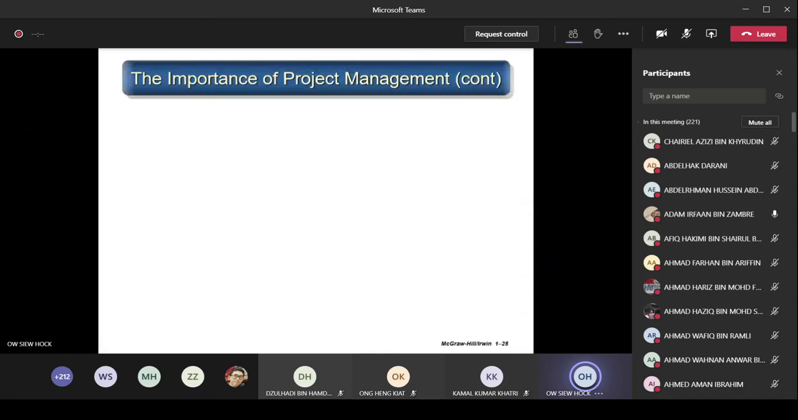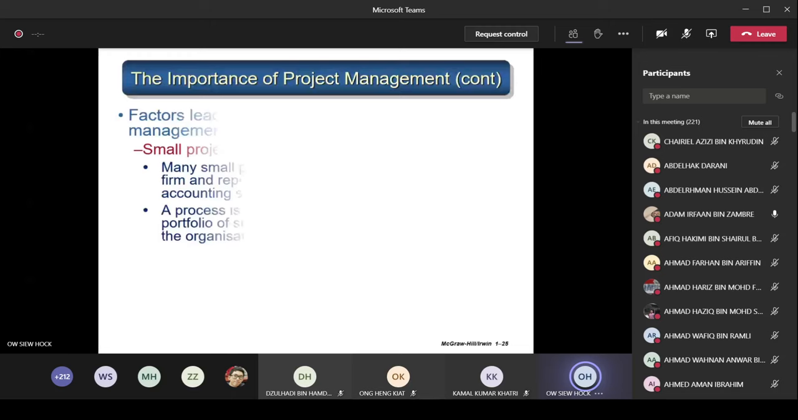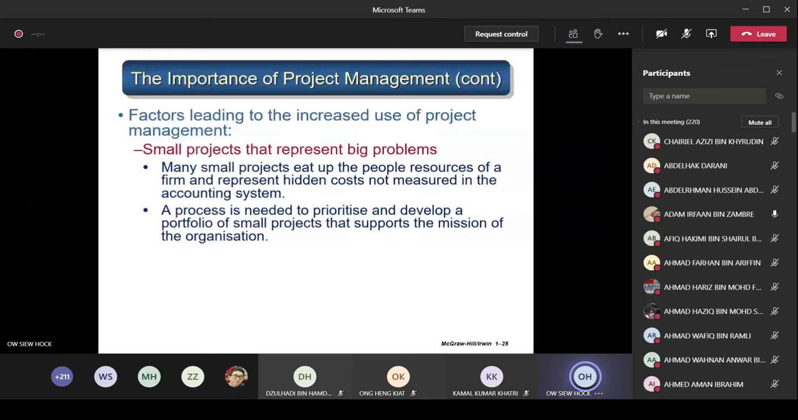Okay. So next is about small projects that represent big problems. Many small projects eat up the people resources of a firm and represent hidden costs not measured in the accounting system.